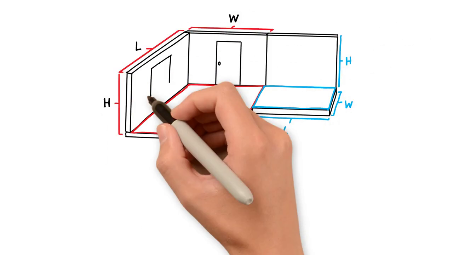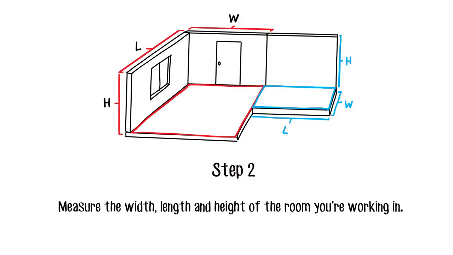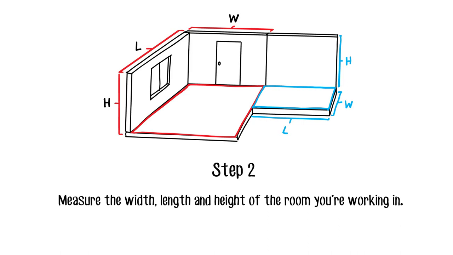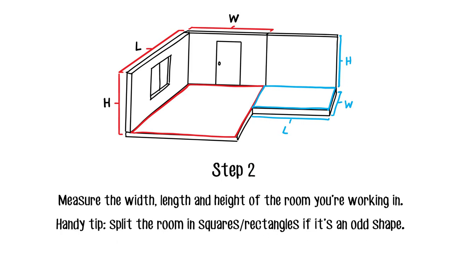Measure the room you're working in. You'll need to make a note of the length, width, and height. If your room is a slightly odd shape, split it into separate squares or rectangles so that you can easily work out the figures.